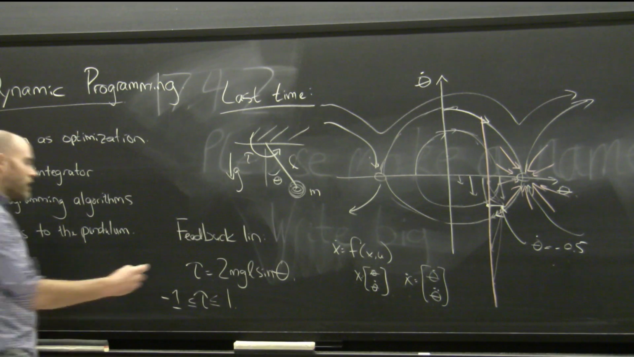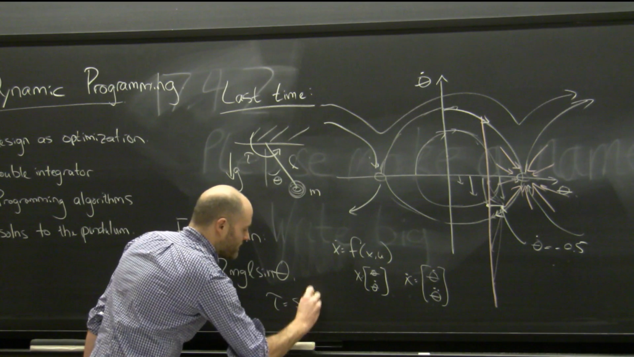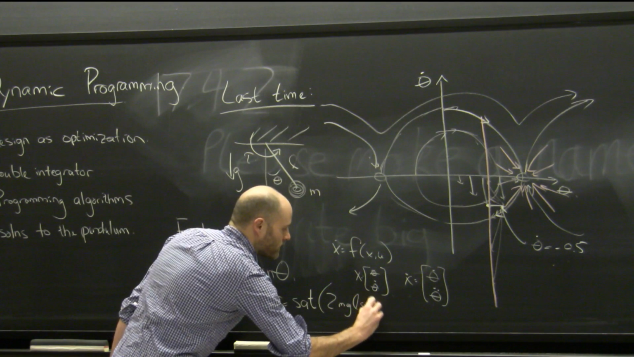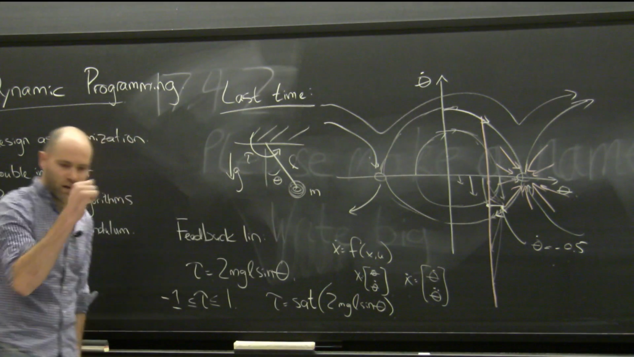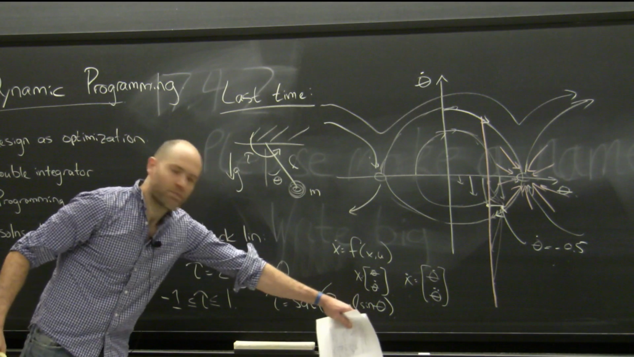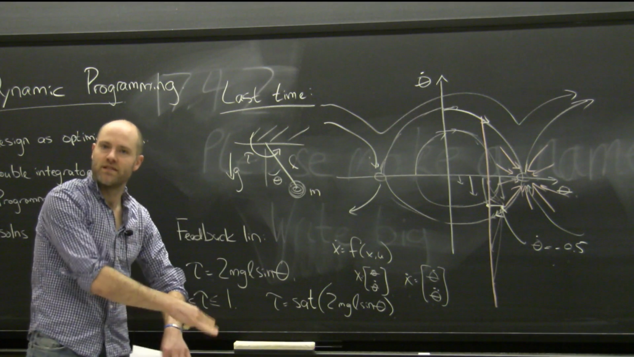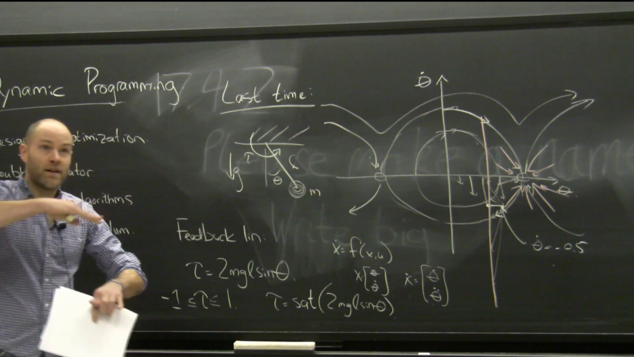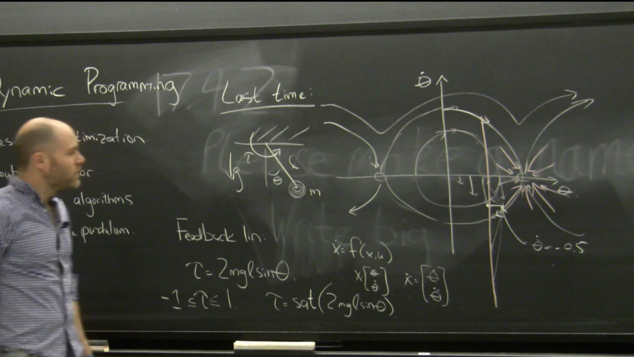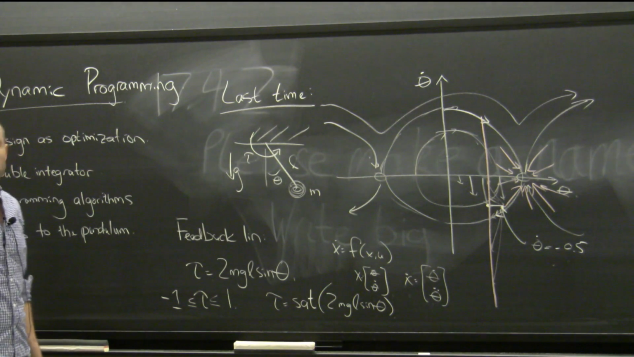And then you might say, all right, well, I bet if I saturate my 2 mgl sine theta controller, so I'm going to just take my feedback linearization controller, and this is just shorthand saying I'm going to take whatever number comes out of here. If it's greater than 1, I'm going to set it to 1. If it's less than negative 1, I'll set it to negative 1. So I'll just try to do feedback linearization and hit the rails when I can't anymore. Then does that work? Is that a good approach to control?